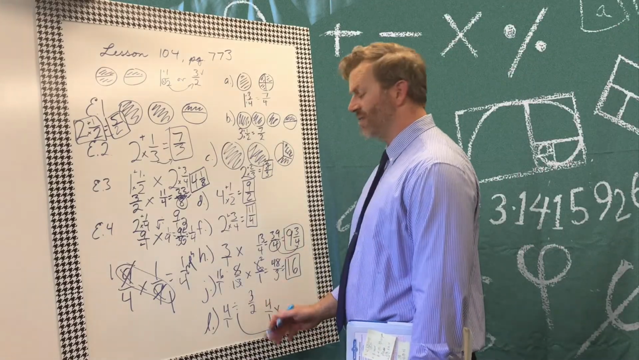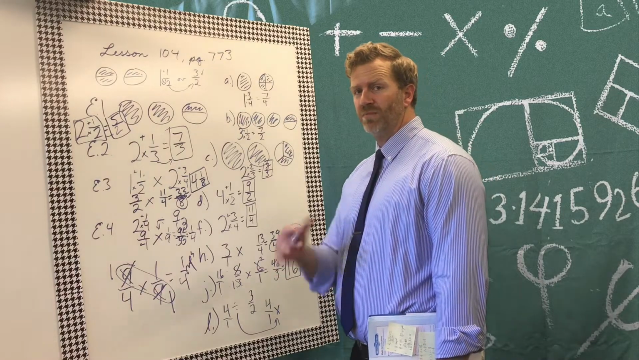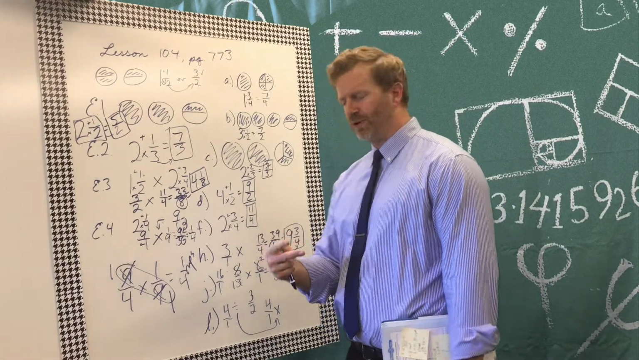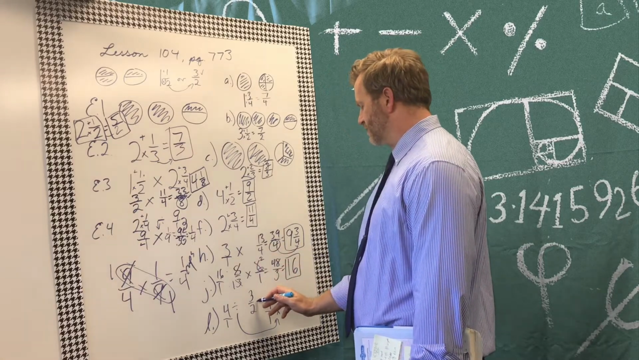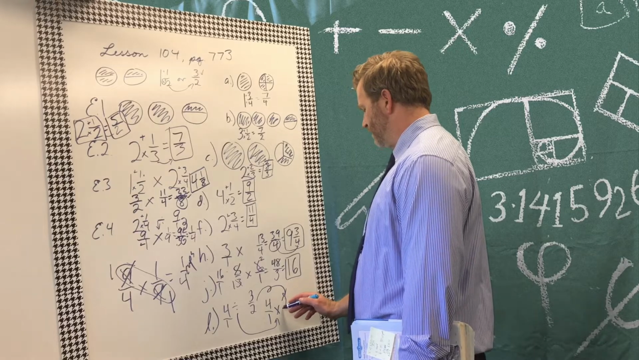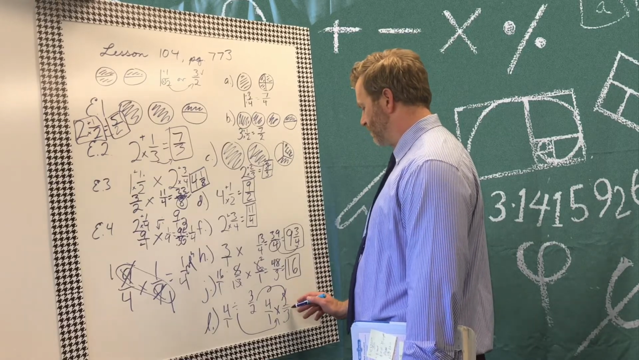But what happens in a division problem that we've made into a multiplication problem? Remember, we got to flip-flop that guy. We got to go to the reciprocal. So what is the reciprocal? We'll do it kind of vertical like that. There we go. It's 2 over 3.